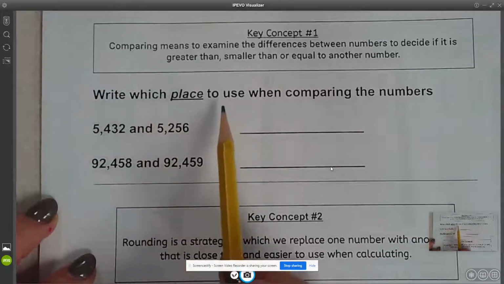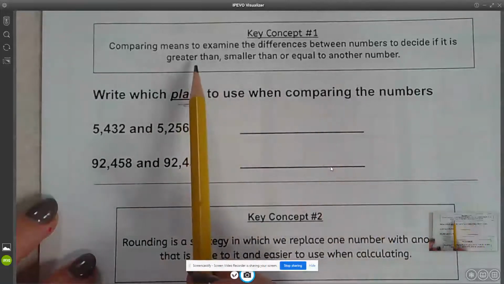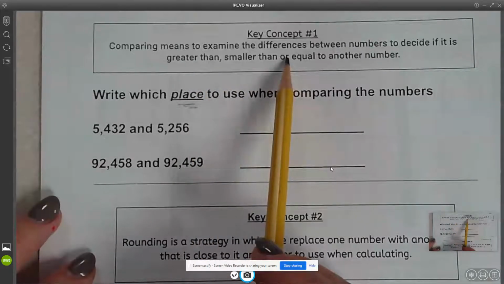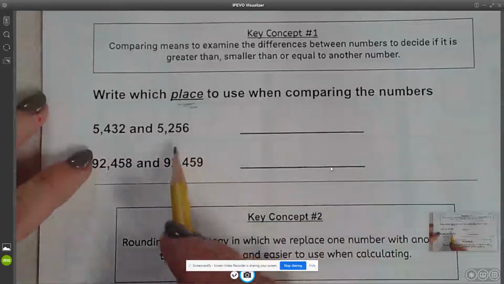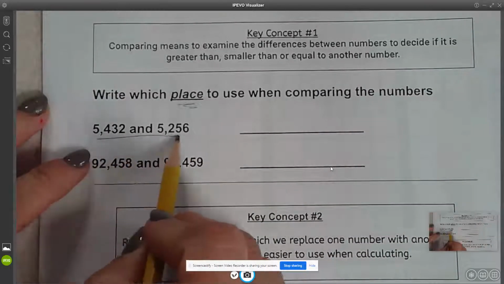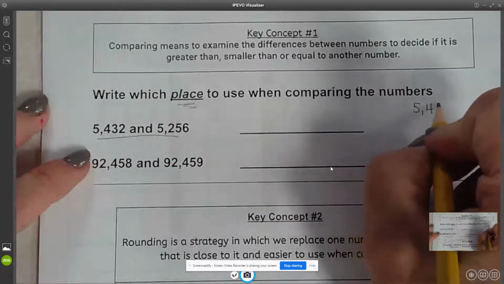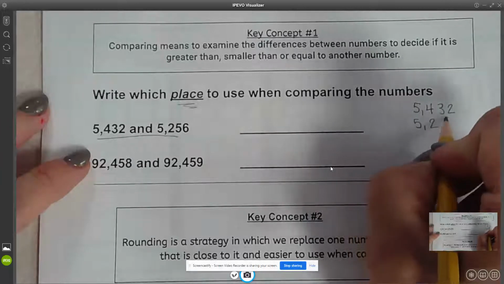Okay, right, which place to use when comparing the numbers. So we know that we can look at the differences between numbers to help us decide if something's greater than, smaller than, or equal to. So remember, the first thing I need to do is take these two numbers and stack them. 5,432, and I'm going to stack 5,256.